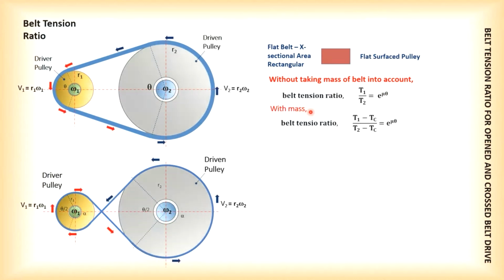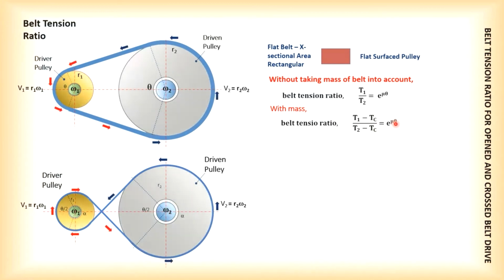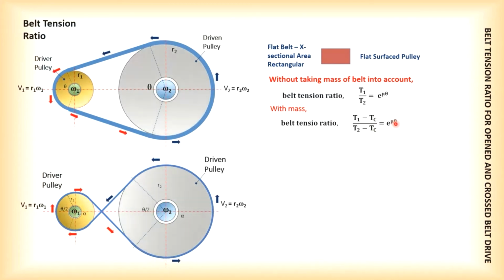If we take the mass of the belt into account, say the mass or density is given, or the belt speed is greater than 10 meters per second, then we have to include the centrifugal or centripetal tension. So the belt tension ratio is usually given as what I have written here. To prove these formulas, we must apply a geometric series to derive both of them, which is not necessary for your level.